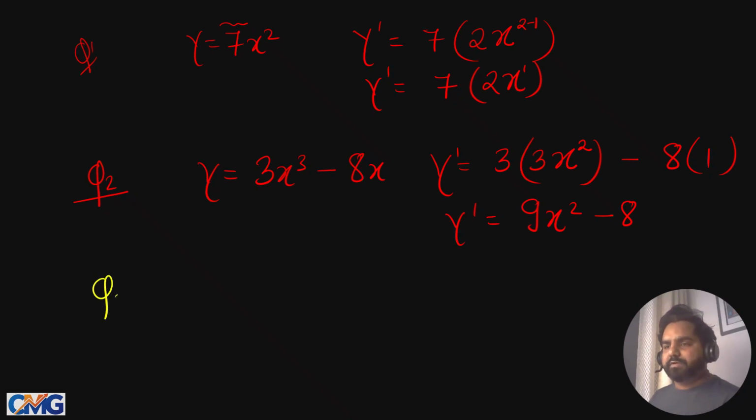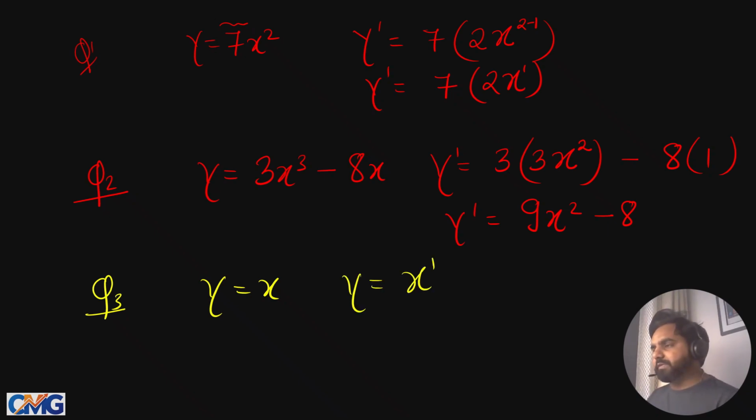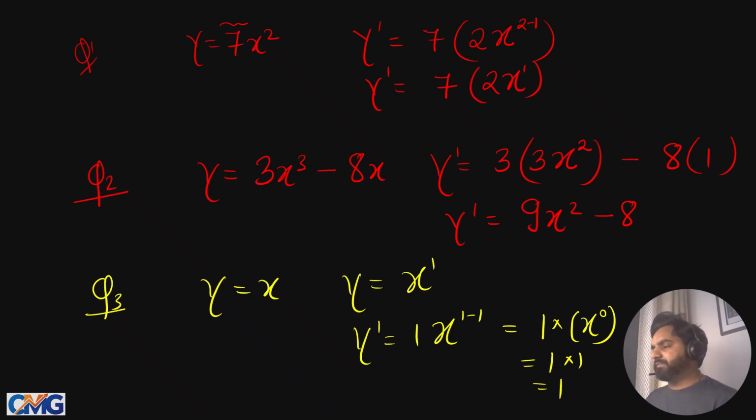Now I will show you how the differentiation of x is 1. Just for the moment, take a question y is equal to x. We can write this as y is equal to x to the power 1. Now the differentiation of this is 1 will come in the front and the power will get reduced by 1. So it will become 1 times x to the power 0, and x to the power 0 is always 1. So 1 times 1 equals 1. That's why I was saying the differentiation of x is 1.